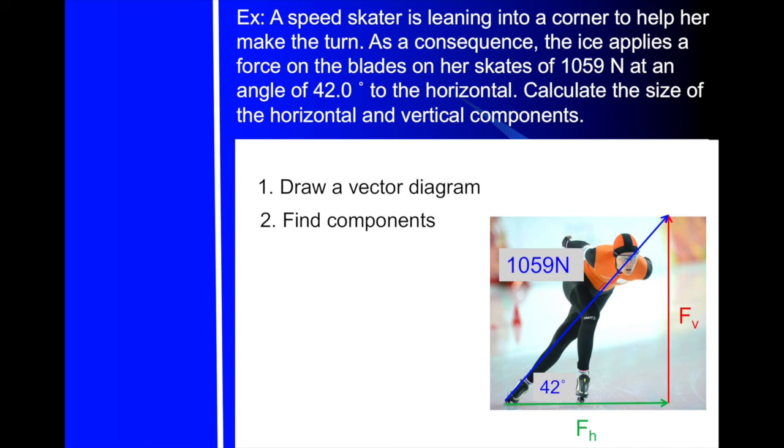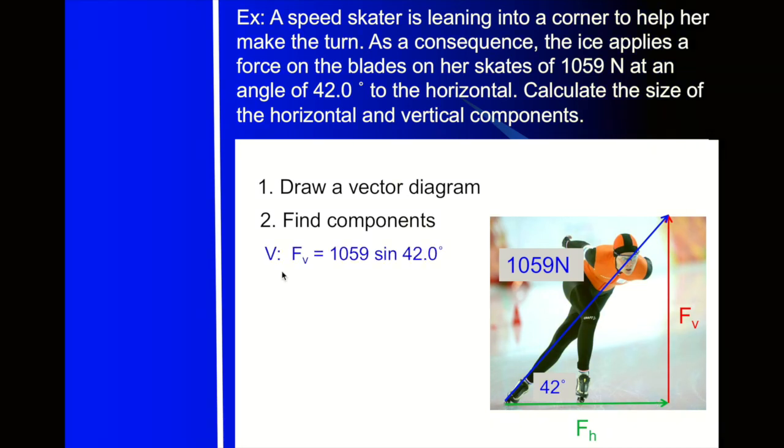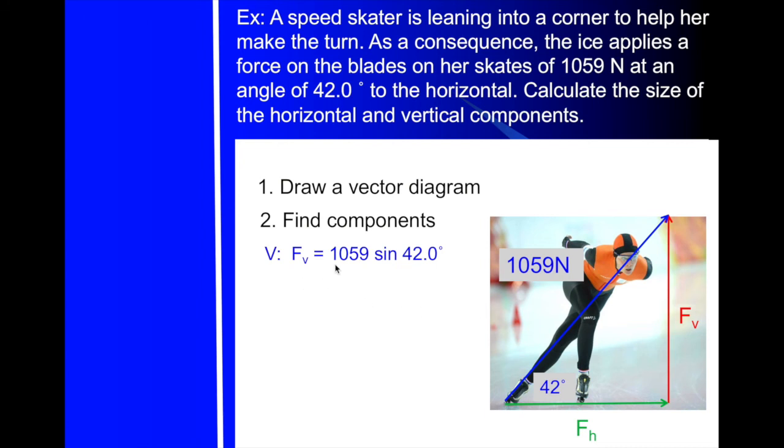The next part is to find these components. In order to find the vertical component, we know that F sub v, which is the vertical vector, is equivalent to 1,059 sine of 42, because sine of 42 would be opposite over hypotenuse. That would be F sub v over 1059. When you move things around to solve for the vector, it would be this equation here. When you solve for this, you get 708.61 newtons, which should be rounded to 3 significant figures. So your answer should be 709 newtons for this vector here.